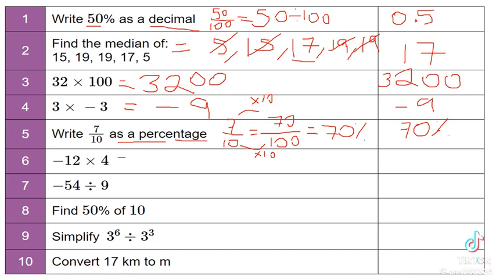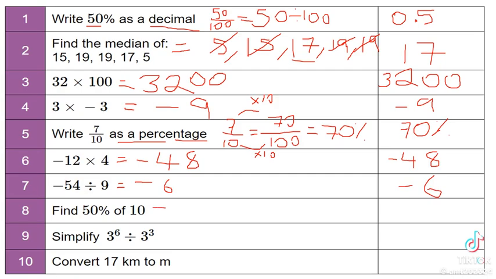Question number 6, -12 times 4 is -48, and negative times a positive, the sign of my answer is a negative, so it's -48. 12 times 4 is 48. Okay. Question number 7, -54 divided by 9. When negative divided by positive, the answer will be a negative. 54 divided by 9 is equal to 6. So my answer is -6.